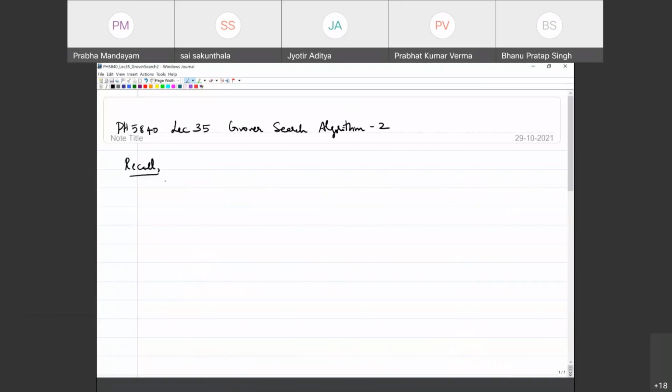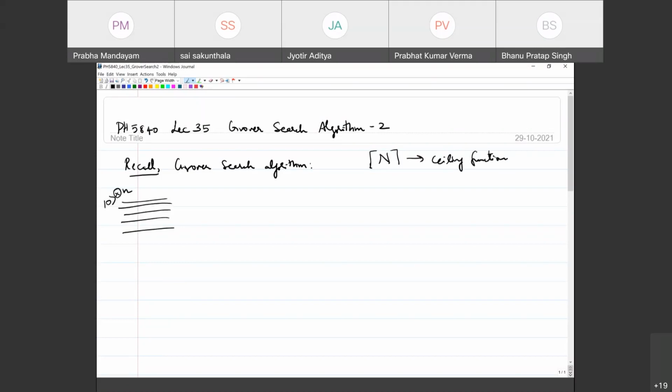that the circuit for the Grover search essentially looks like this. So you have the all zero state, right? So imagine that you have to search over a database of size N, and let me just be a bit more precise today about this. So this is what is called the ceiling function, right? Which means this is the smallest integer that is greater than n, right?